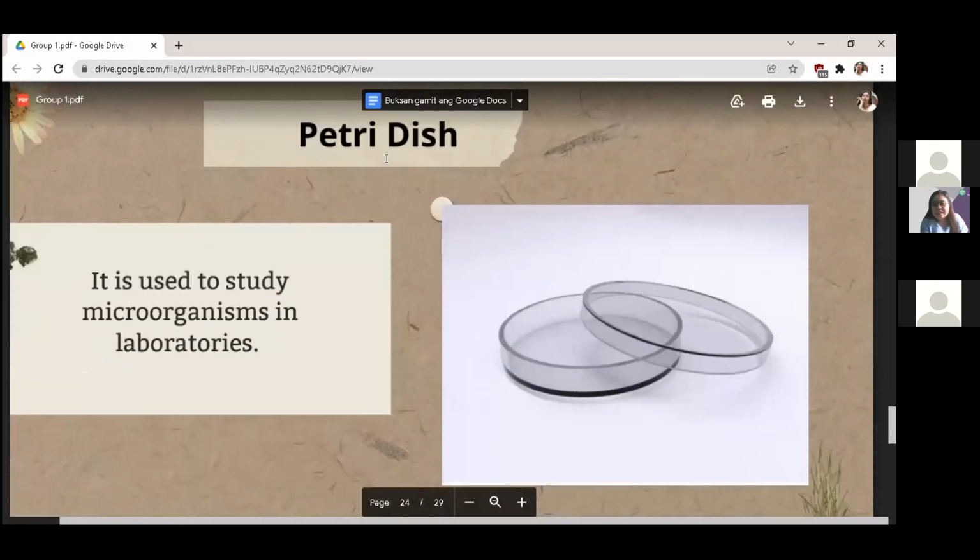Next. And then the Petri dish. Take note of the Petri dish because you will be using this most of the time, especially in your microbiome. This one is a glassware with a fitted lid. And this is used for cell culture, for microorganism culture. We place the agar there, and this is where we grow microorganisms, bacteria, fungi, and all the other microorganisms that have a suitable agar placed inside the Petri dish. Okay? Next.